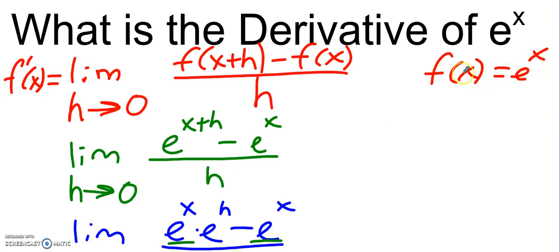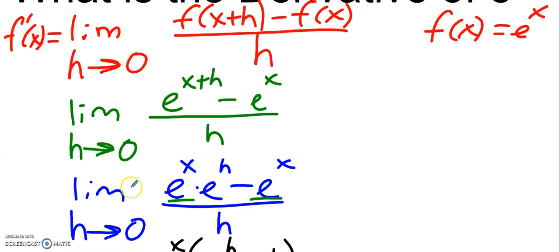So if I have the function e to the x, f of x equals e to the x, I use my limit definition. I know that f prime of x is the limit as h goes to 0 of f of x plus h minus f of x over h. So substitute in the function. That's the limit as h goes to 0 of e to the x plus h minus e to the x over h. Everyone with me? Keep up. Good. Moving on.